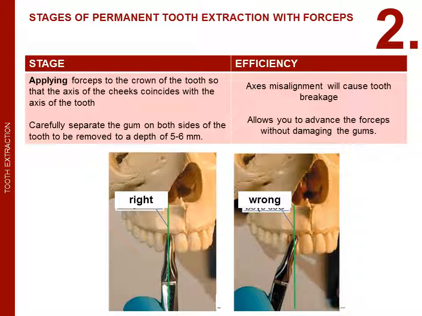Apply the forceps to the crown of the tooth so that the axis of the cheeks coincides with the axis of the tooth. Excess misalignment will cause the tooth to break. Carefully separate the gum on both sides of the tooth to be removed to a depth of 5-6 mm. These techniques allow you to advance the forceps without damaging the gums.